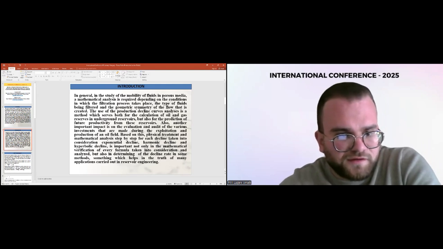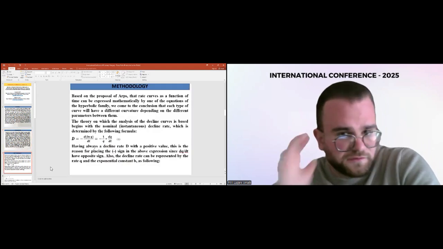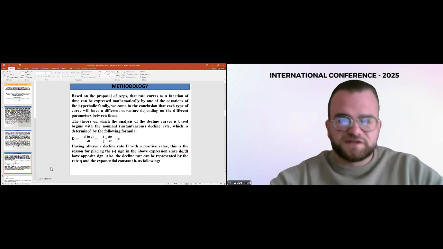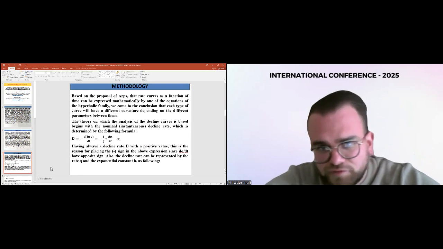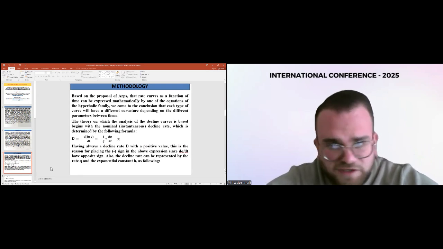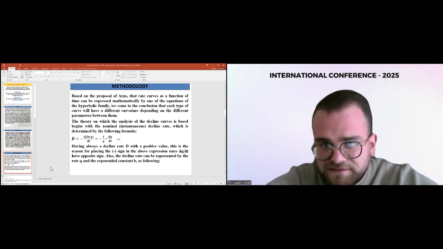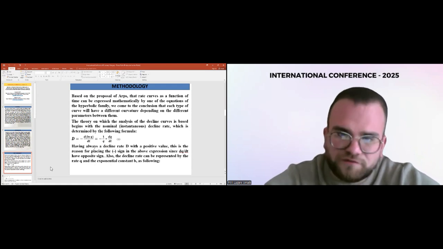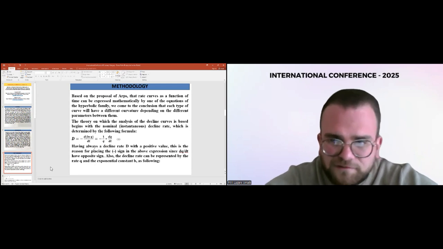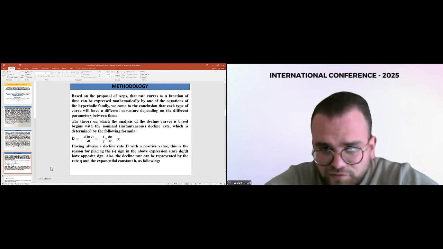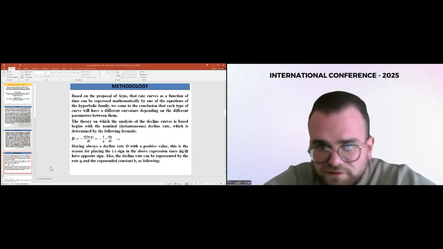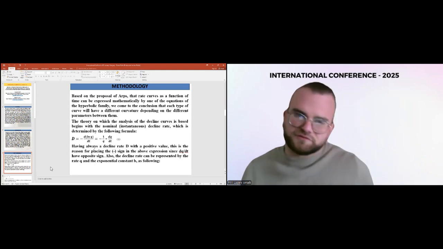So the third rubric is methodology. Based on the proposal of ARPS, the rate curve as a function of time can be expressed mathematically by one of the equations of the hyperbolic family. So based on this, we come to the conclusion that each type of curve will have a different curvature depending on the different parameters.